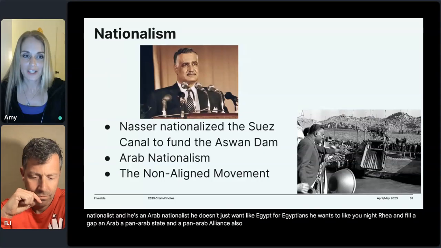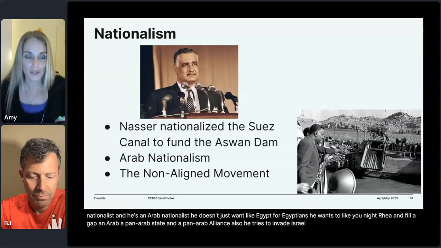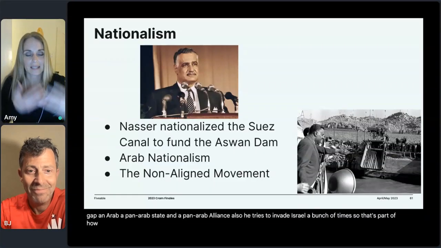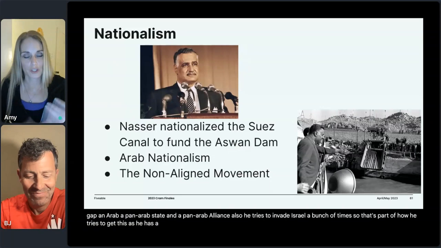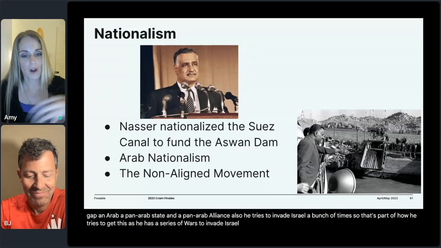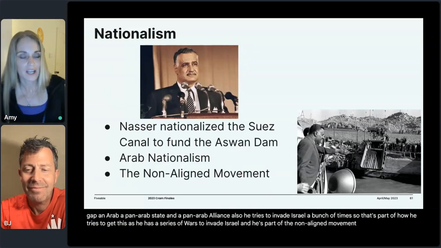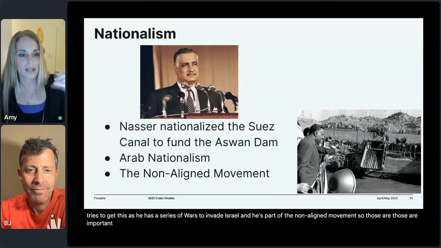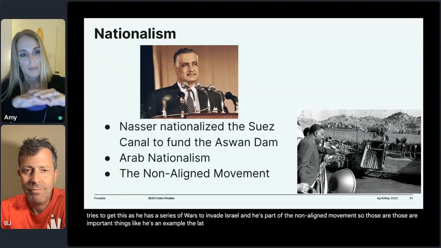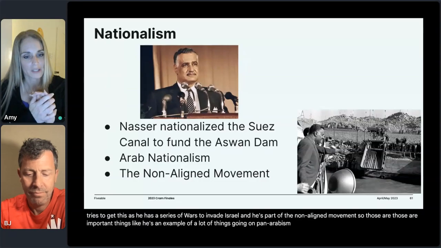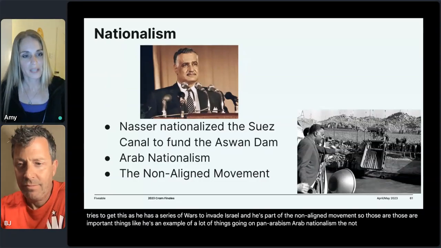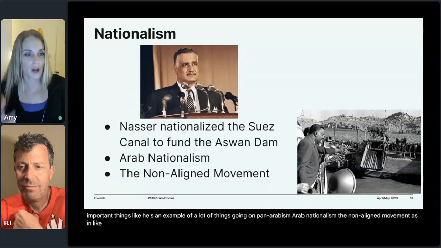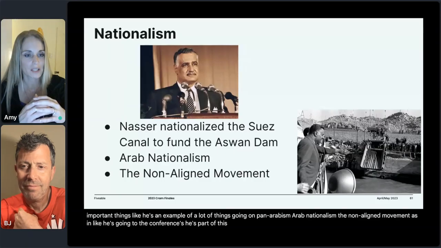Also, he tries to invade Israel a bunch of times. That's part of how he tries to get this, he has a series of wars to invade Israel. And he's part of the non-aligned movement. So those are important things. He's an example of a lot of things going on: pan-Arabism, Arab nationalism, the non-aligned movement, as in he's going to the conferences, he's part of this organization.